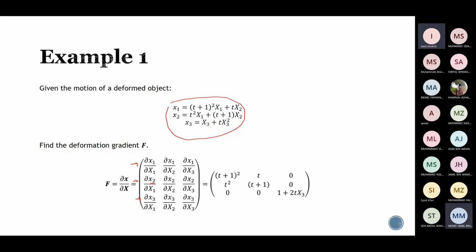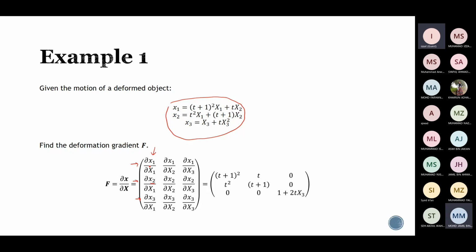Okay, so maybe at first you will find that differentiating this takes a longer time, okay? Because you have to differentiate 9 times, 9 kali. But as you try more examples or exercises, you will find that actually differentiating this, tak perlu tengok formula ni pun, okay? Boleh dia macam keluar sendiri, okay?